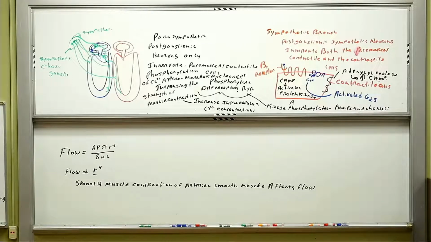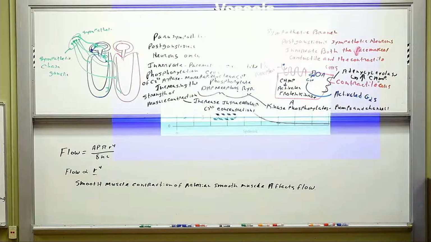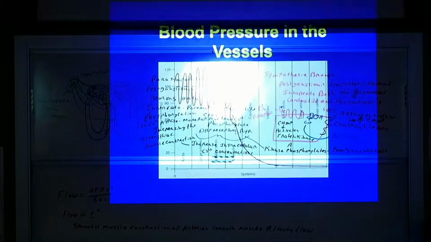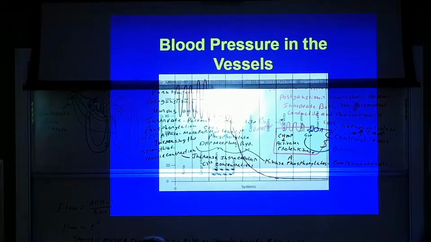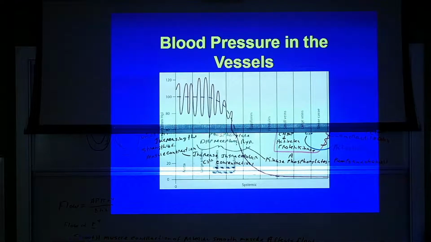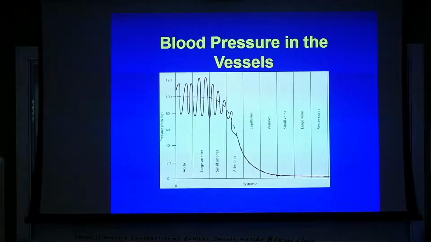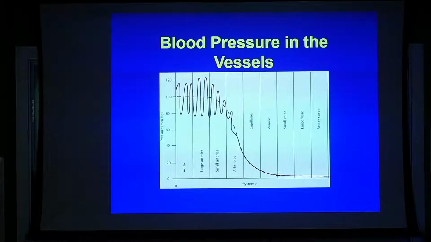I've showed this one before. This shows a couple of things. So this is showing the branching of the system. It's showing how we go from aorta to large arteries to smaller arteries to arterioles to capillaries to venules to small veins and large veins and back to the vena cava.